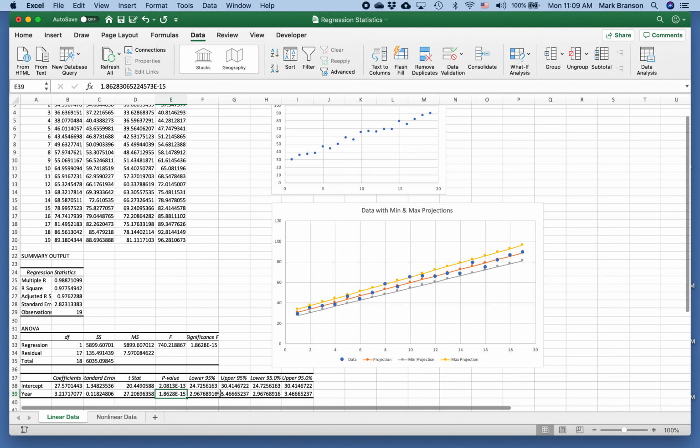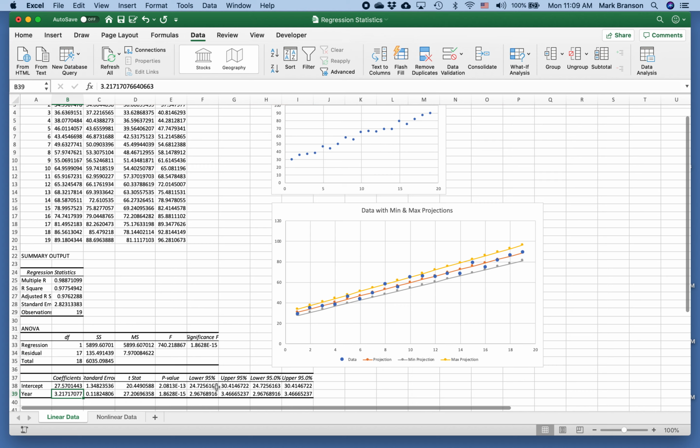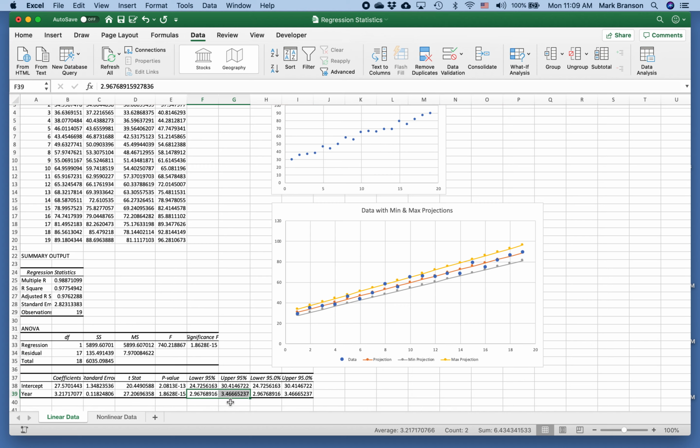Okay? It also gives us our confidence intervals here. So you can see we get a confidence interval for B. So what it's saying is that the most likely value for B is 27.57, but that we're 95% confident it's between 24.72 and 30.41. Similarly, the most likely value for the slope is 3.21, but we're 95% confident it's between 2.97 and 3.46. Okay? And you can see this confidence interval gets repeated twice. That's because you can put another one in if you want to get a different one, say you wanted a 99% confidence interval. You could also get that. Okay?